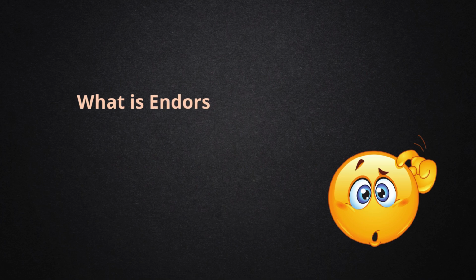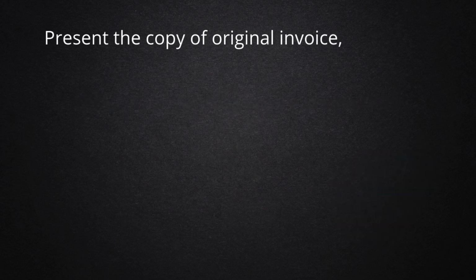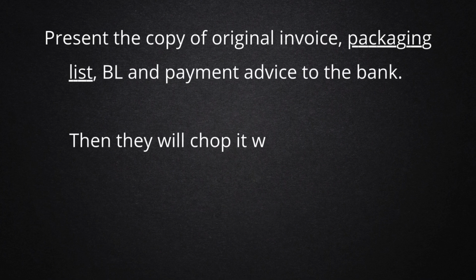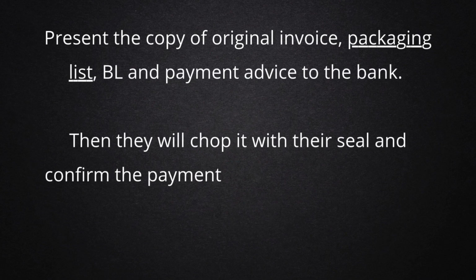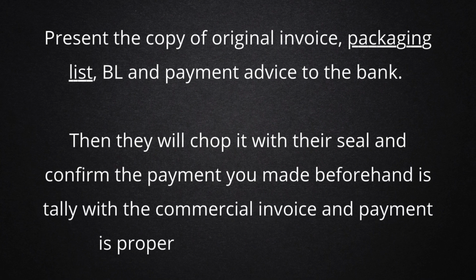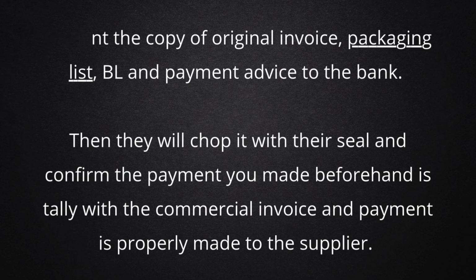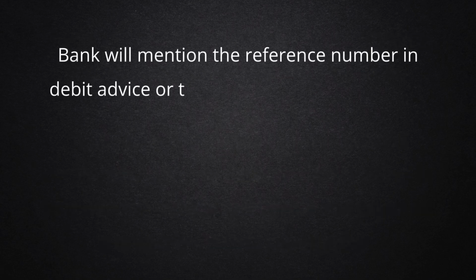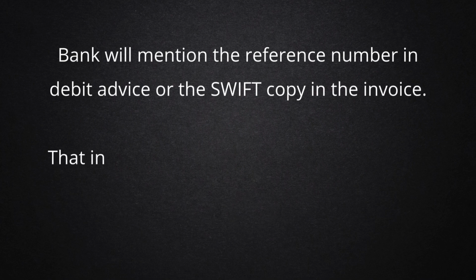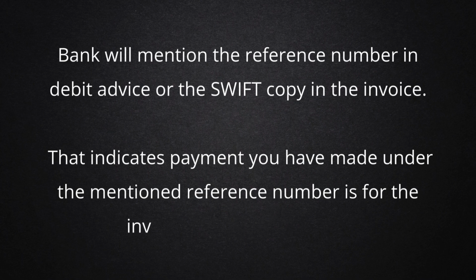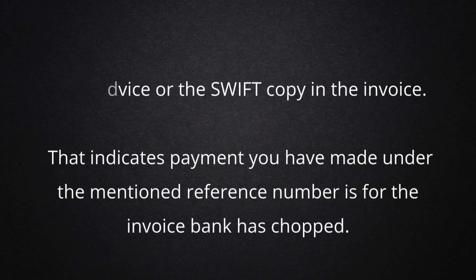What is endorsing copy documents? Present the copy of the original invoice, packing list, BL and payment advice to the bank. Then they will chop it with their seal and confirm that the payment you made beforehand tallies with the commercial invoice and the payment is properly made to the supplier. The bank will mention the reference number in the debit advice or the SWIFT copy on the invoice. That indicates the payment you have made under the mentioned reference number is for the invoice the bank has chopped.